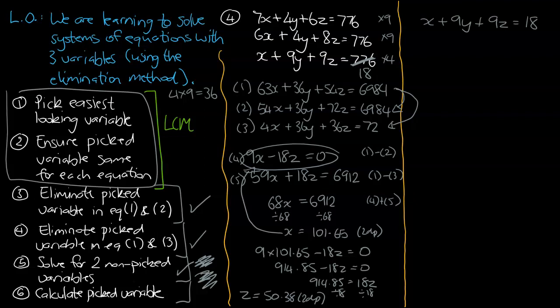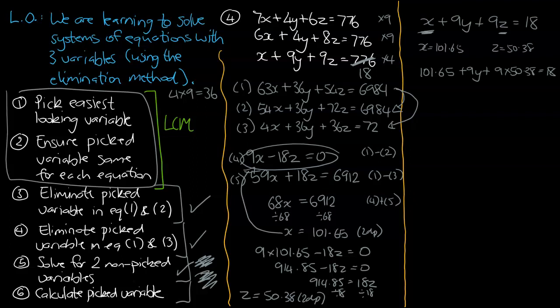We're now going to put in both the x value, which we know. So x was equal to 101.65, and we need to put in that z value, which was equal to 50.38. So let's sub them both in. So we've got 101.65 plus 9y plus 9 times 50.38, and all of that comes to 18.